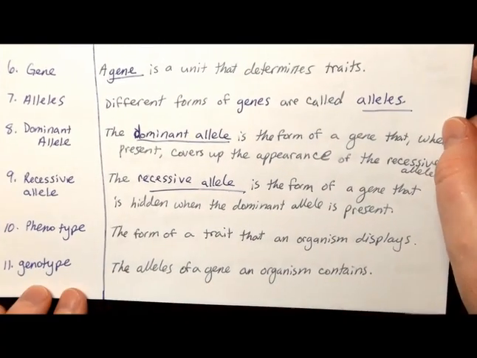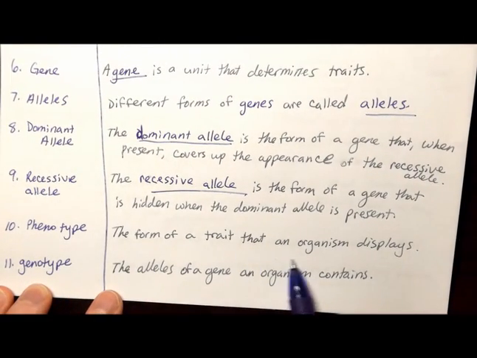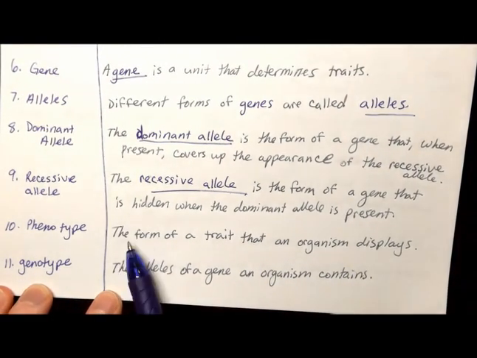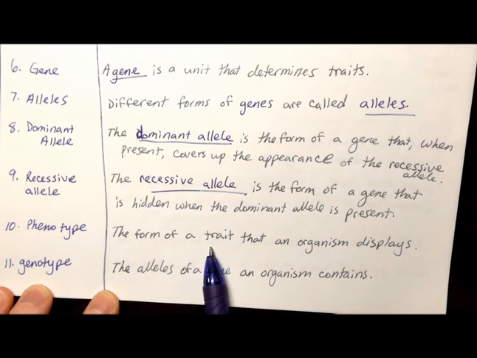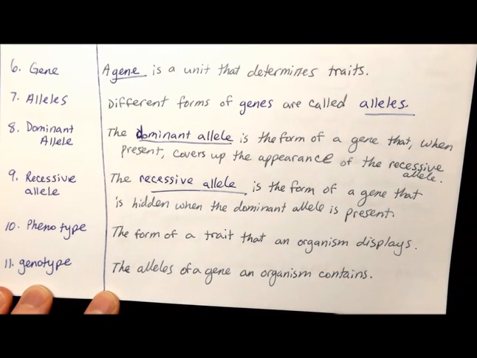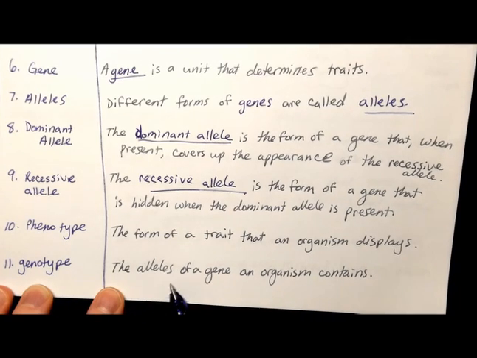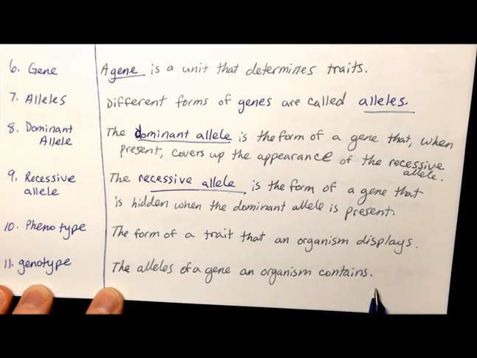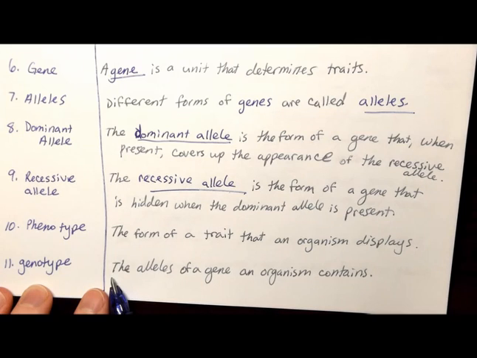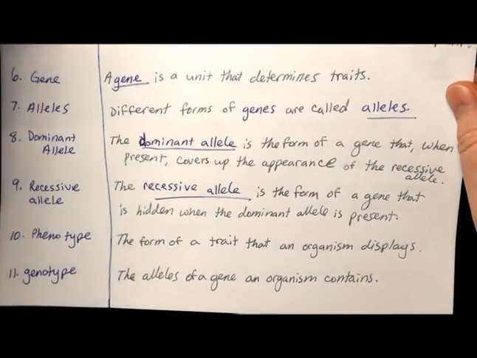Phenotype. It is the form of a trait that an organism displays. So that's where we actually see the allele. We see what it's trying to tell us. The genotype is the actual alleles of a gene an organism contains. So this would be what the DNA is telling us. Phenotype is what the DNA is showing us.